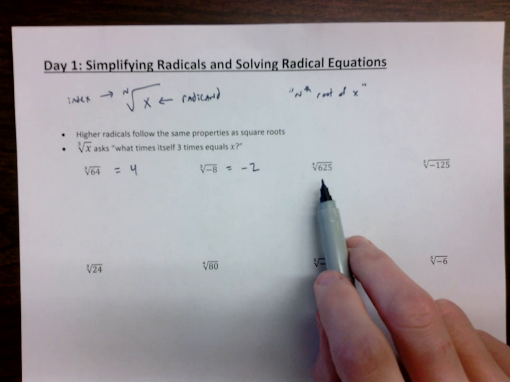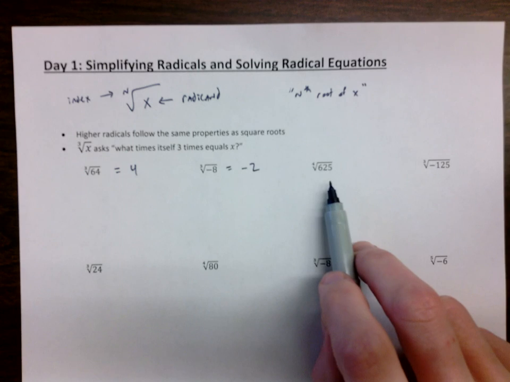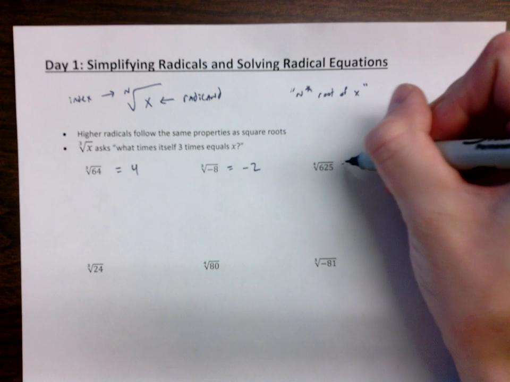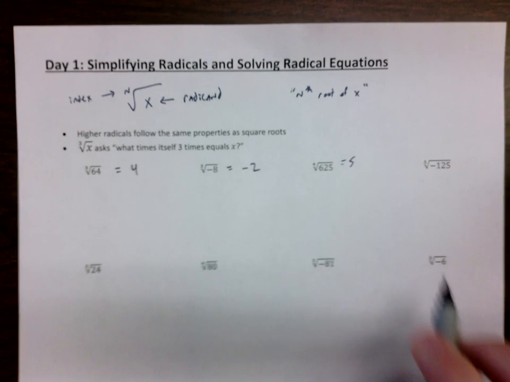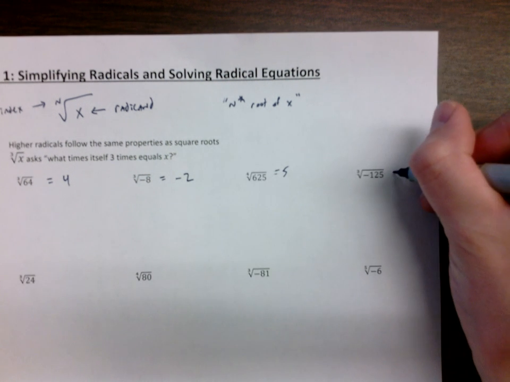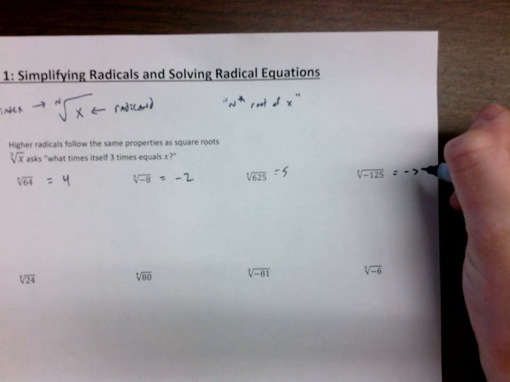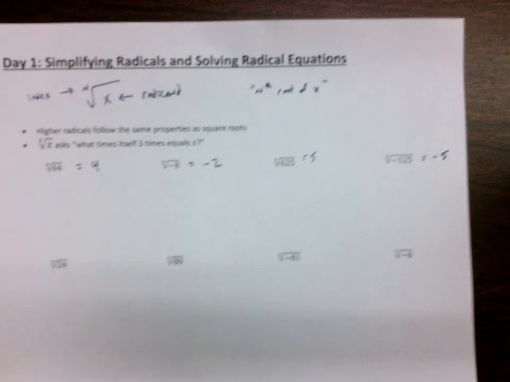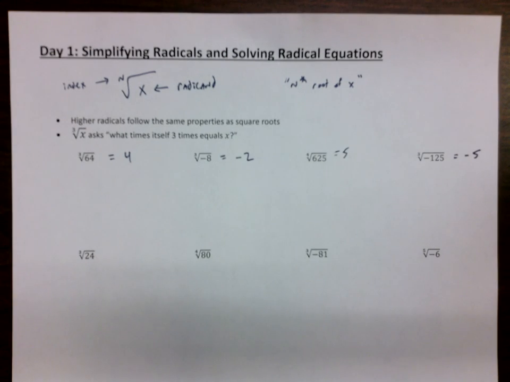What number times itself 4 times equals 625? Well, 5. This one's asking what number times itself 3 times is equal to -125? Well, that one would be -5. Okay, so that's how you're going to simplify those when they're pretty simple ones.